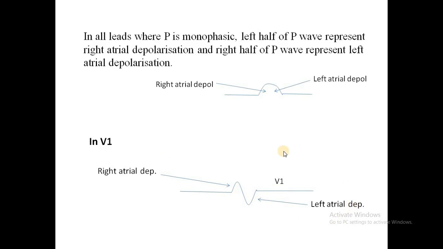So remember, the P wave is divided into two forms. The left half of the P wave represents right atrial depolarization because it depolarizes earlier. Then the wave moves to the left atria, the left atria depolarizes, and so the right half will represent the left atria. Similarly in V1, this will be right atrial depolarization and this will be left atrial depolarization.